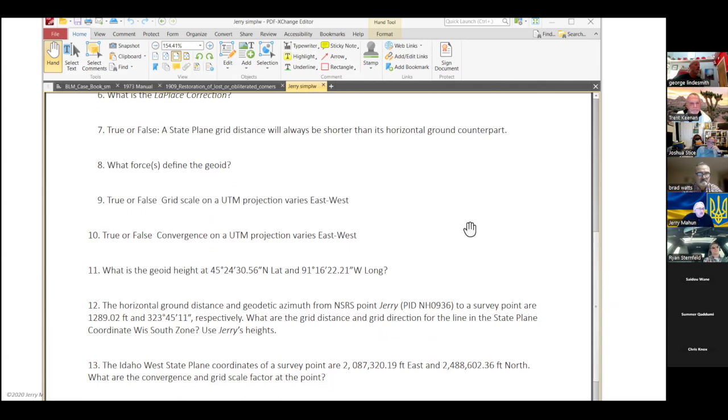Grid scale on the UTM projection varies east-west. False. Okay, I'll give you another guess. True. Yes, true, because it's going east-west versus north-south. Yeah, north-south, it doesn't vary; east-west, it varies.